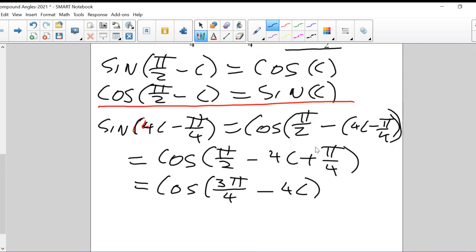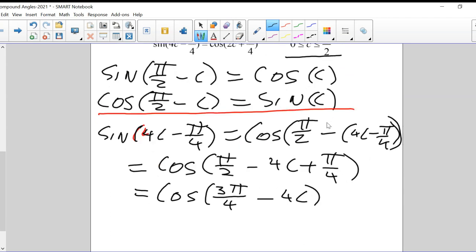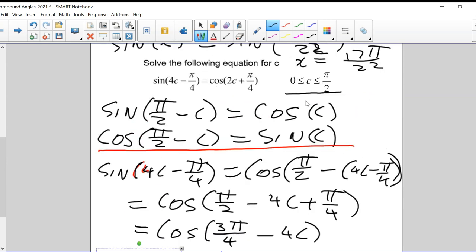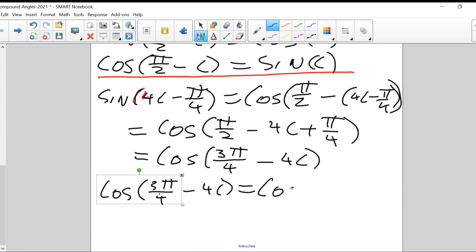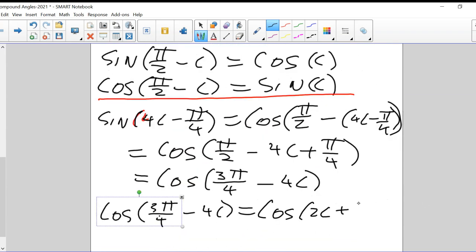Remember, according to the question, the sine of 4c minus pi over 4 is equal to the cosine of 2c plus pi over 4. I'm going to set those two things equal to each other now. So this cosine of 3 pi over 4 minus 4c is exactly equal to this other side over here, which is the cosine of 2c plus pi over 4.